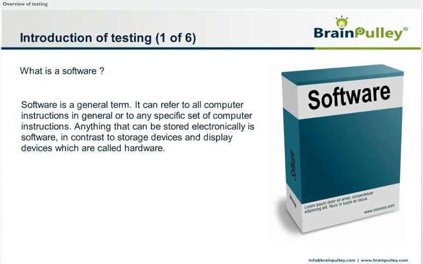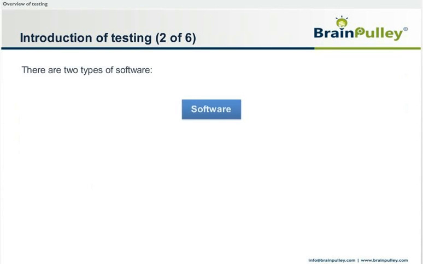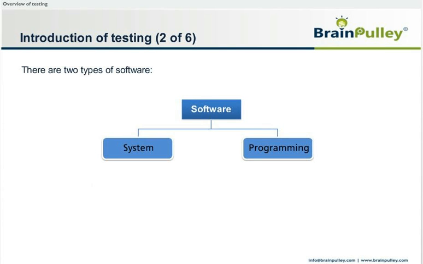Software thus encompasses a wide array of products that may be developed using different techniques, such as ordinary programming languages, scripting languages. There are 2 types of software: system software, programming software. Let's give a brief of each of them. Click each circle to know more.